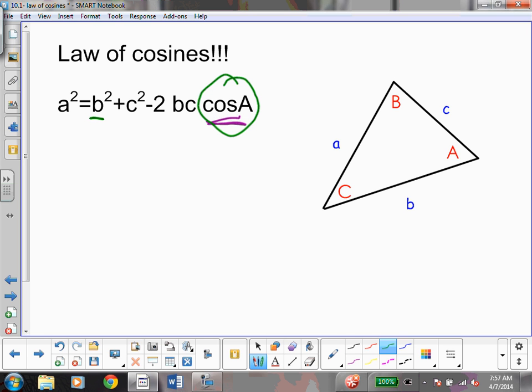It stems from the Pythagorean theorem. We have a squared equals b squared, which is a side, plus c squared, minus 2 times side B and side C, multiplied by the cosine of angle A. And these sides can be interchanged to be anything, but the key thing is the side that's by itself has to be across from the angle that you're taking the cosine of. So in this case, angle A and side A are across from each other.